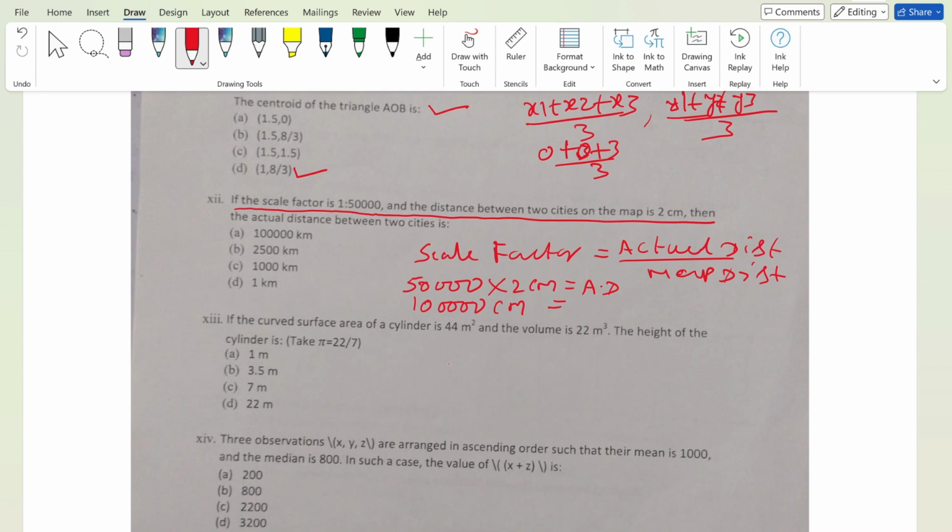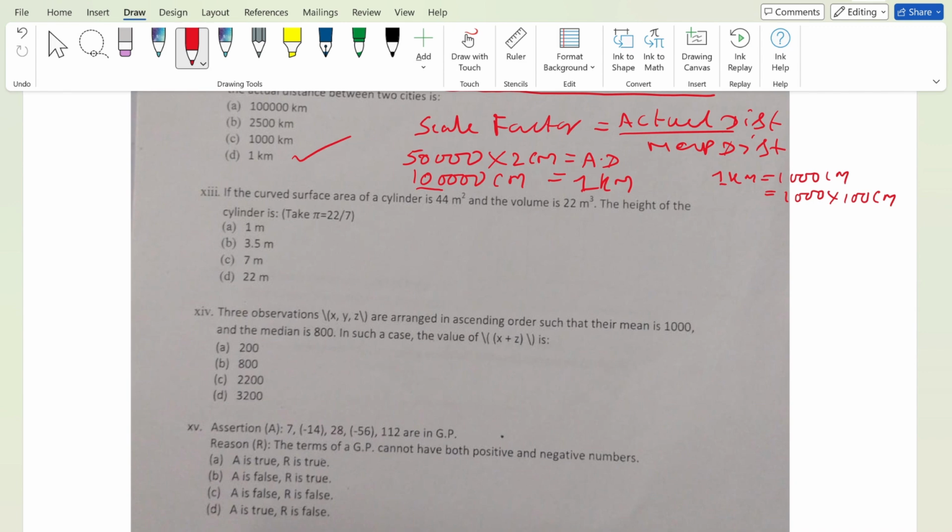That is 100,000 centimeters. Now 1 kilometer equals 1000 meters, and 1 meter equals 100 centimeters. So 1 kilometer is 1 lakh centimeters. So the actual distance is 1 kilometer. So the answer is 1 kilometer.